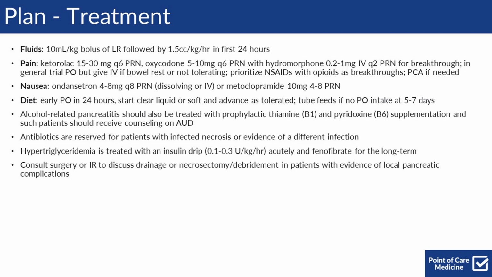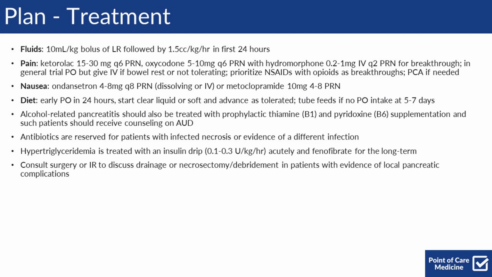For your treatment, when it comes to fluids, start with a 10 milliliter per kilogram bolus of LR followed by 1.5 cc's per kilogram per hour in the first 24 hours. For pain, you can give ketorolac 15 to 30 milligrams Q6 PRN, oxycodone PRN with hydromorphone as a breakthrough.